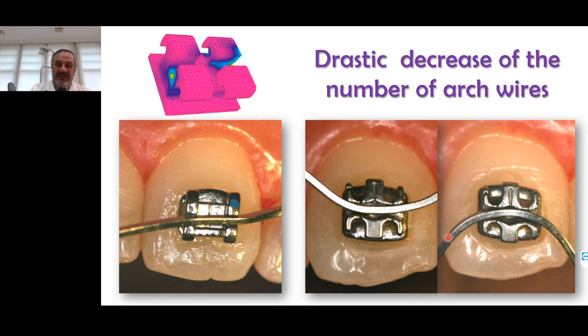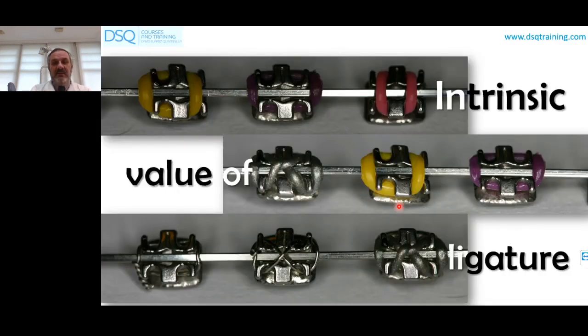You put the Synergy and it's possible to bend a lot. With a thermal wire, it's not possible to do the same in a conventional bracket. And this is very important, the adaptation of the wire into the slot, and thanks to this.